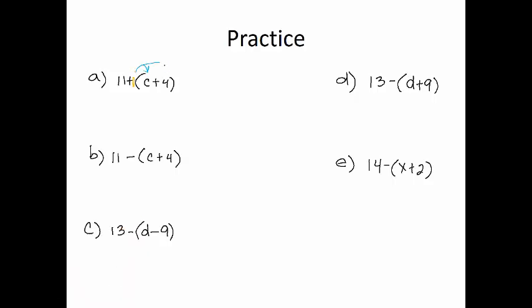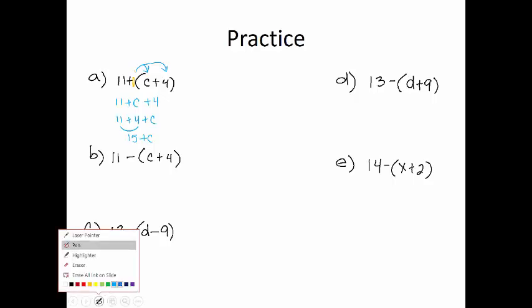All right, so distributing that out, we have 11 plus 1 times c is c, and 1 times 4 is 4. Let's rewrite that, putting our like terms near each other. Now we'll add our like terms. 11 plus 4 is 15. That's as far as you can go with that one.